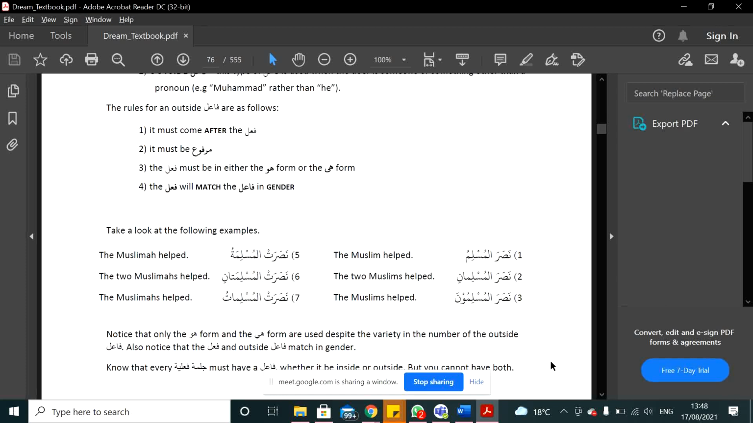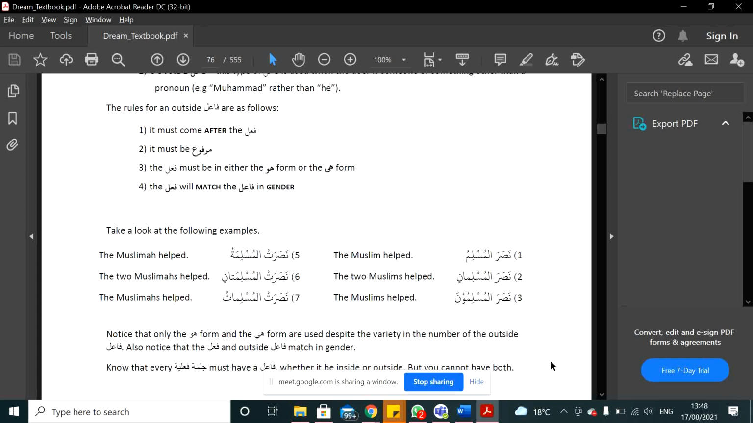Do you get it now? Is it only for the outside doer? It is only for the outside doer. We are talking about the outside doer only, because the inside doer is always there inside the fi'l. We are talking about the outside doer, which is always rafa and which is always coming after the fi'l.